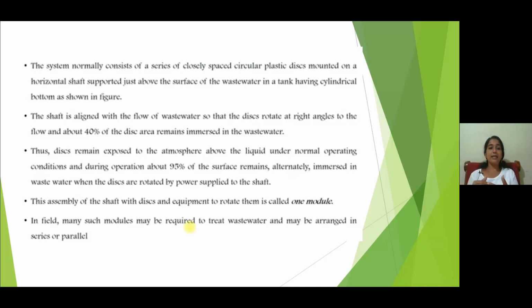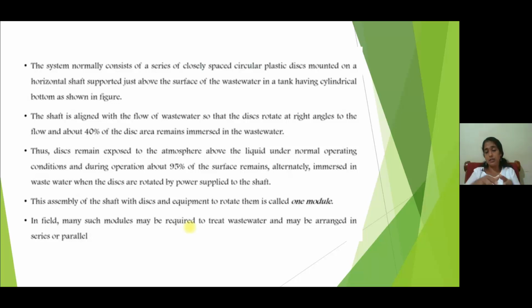The shaft is aligned with the flow of wastewater so that the discs rotate at right angles to the flow, and about 40% of the disc area remains immersed in the wastewater. Thus the disc remains exposed to the atmosphere above the liquid under normal operating conditions, and during the operation about 95% of the surface remains alternatively immersed in wastewater when the discs are rotated by power supply to the shaft.